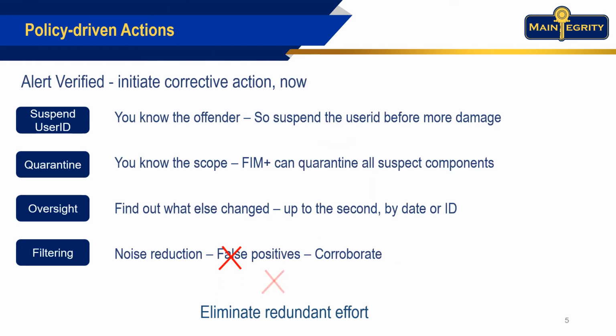But we're not finished yet. Many of our policy-managed actions can be invoked with a single click or automatically. Maybe you better suspend that guilty user ID immediately to prevent more damage. FIM Plus makes that easy. Worried about what else hackers changed? Just run the oversight report to get an up-to-the-minute list of all the altered files.